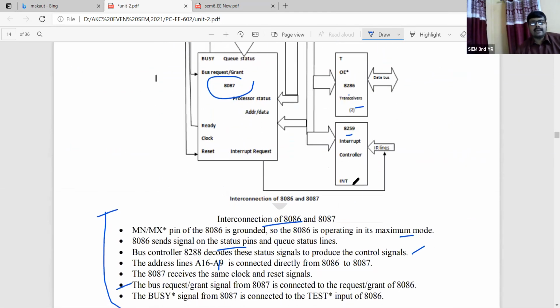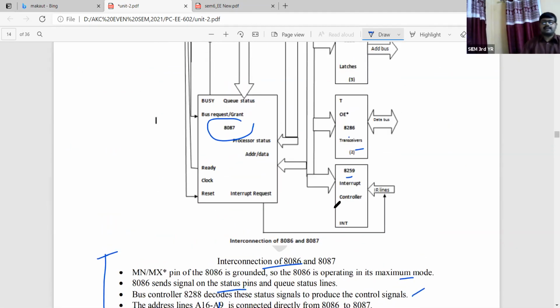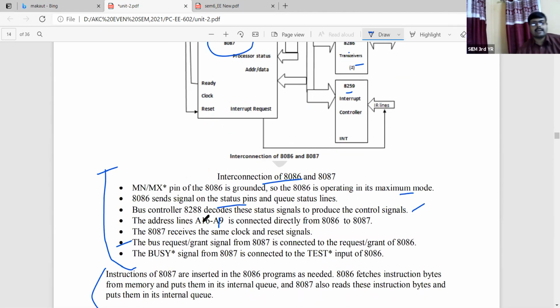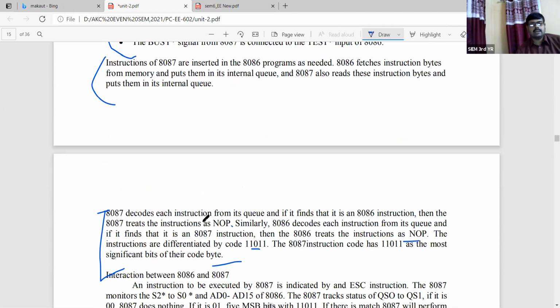Then we have seen the interconnection of the 8086 and the 8087, which is the crucial part. The interconnection diagram is needed. In the interconnection diagram, we have done nothing new.